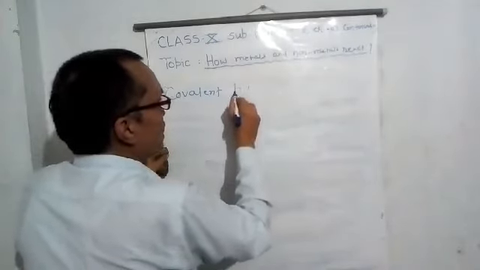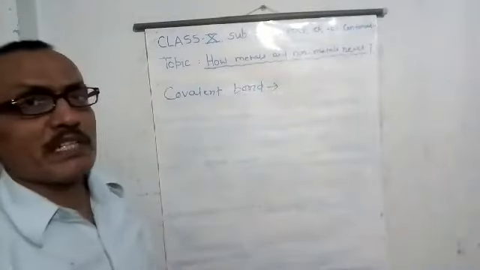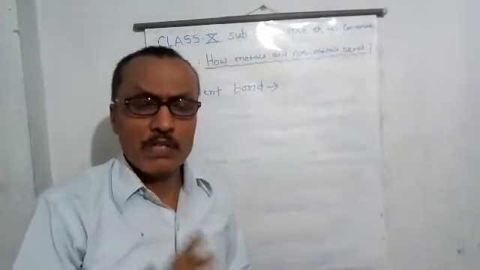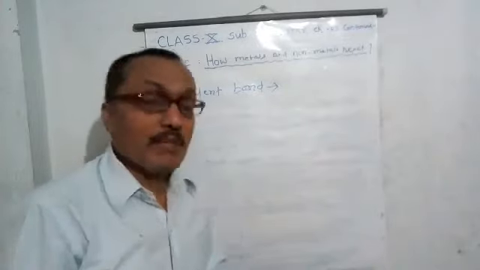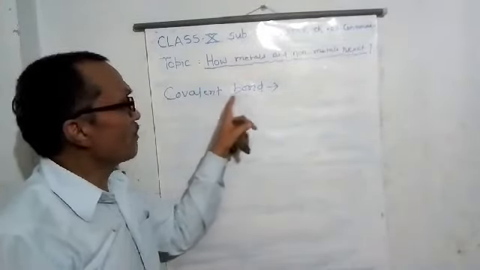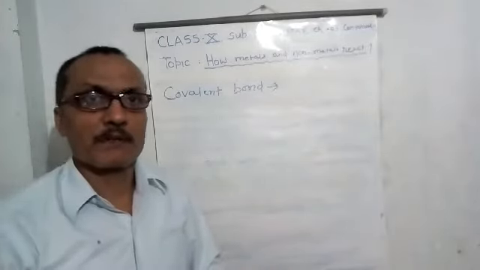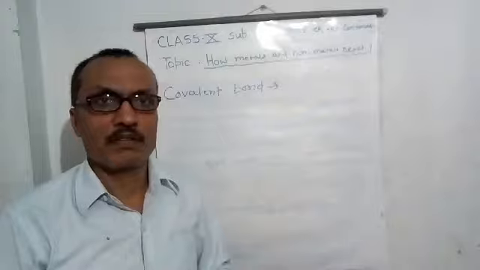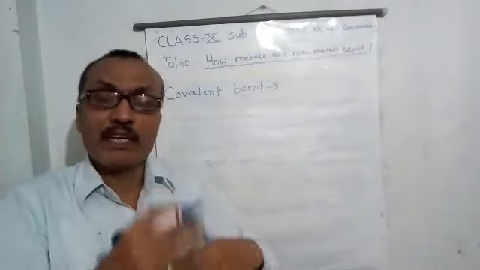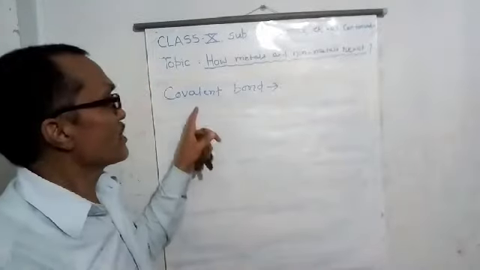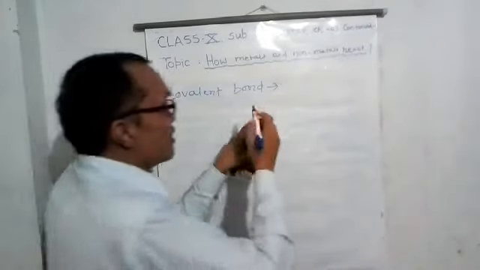Covalent bond, students. This bond is formed between two or more non-metallic atoms. Means in the formation of this bond, non-metallic atoms take part. Not metal and non-metal, non-metallic atoms. Between non-metallic atoms, such bond exists. Right?